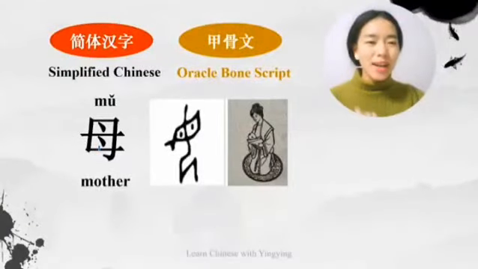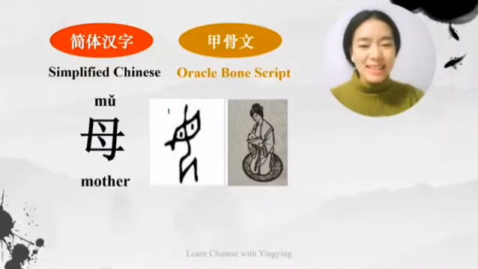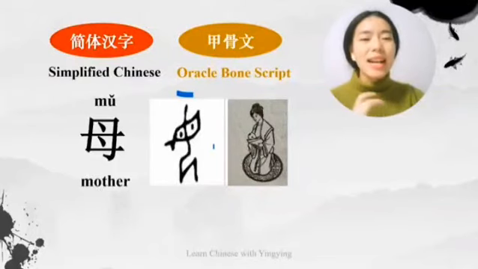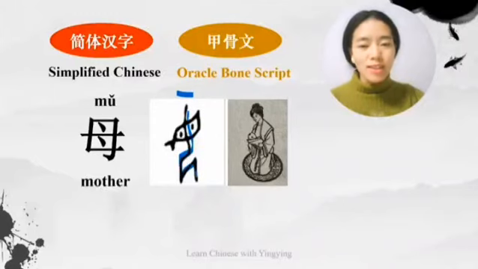The next word we are going to learn is 母. 母, it means mother. And this is the oracle bone script. And you can see this is a very lively capture of a woman breastfeeding her baby. So this is how she nails on her ankle. And this is the body. And these 2 dots represent the breast.